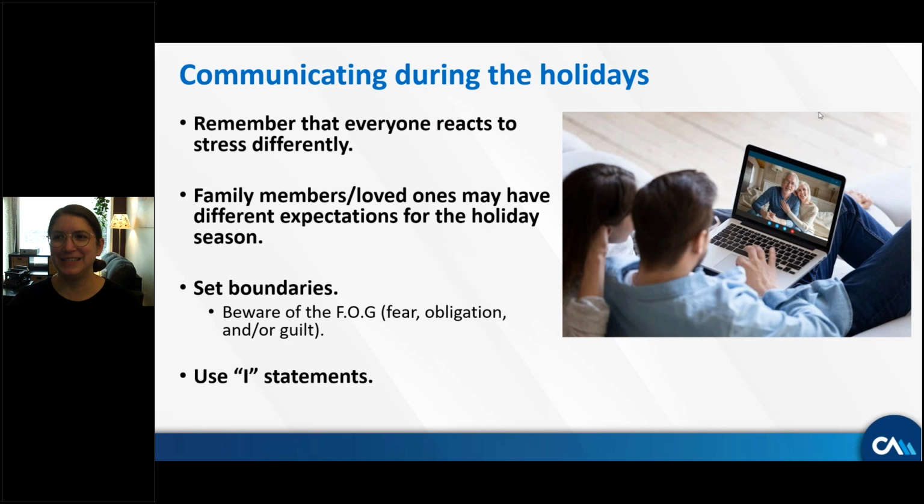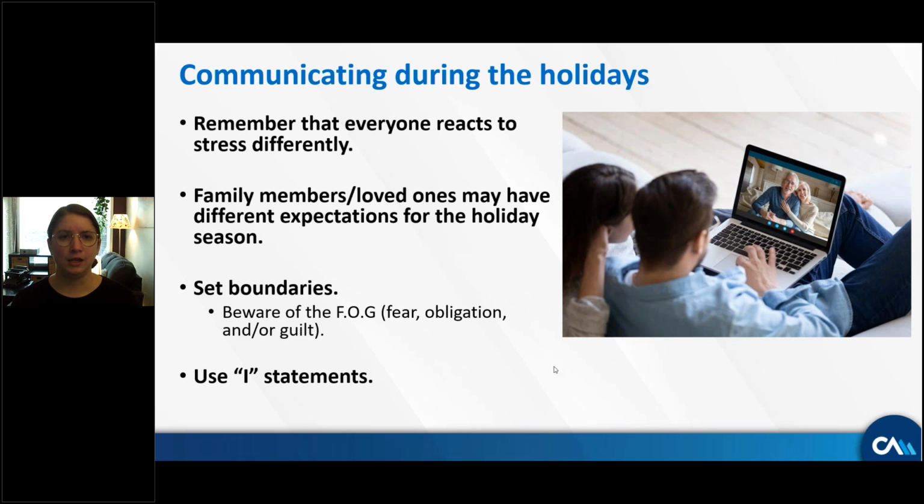I wanted to touch base on this because, even outside of COVID, it is a common stressor for people: how to manage the interpersonal interactions during the holidays with family and loved ones. Now there's the added stress of COVID.